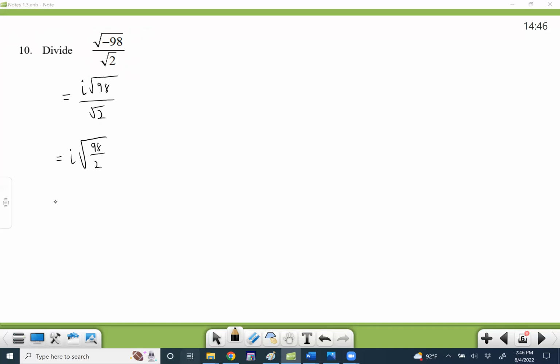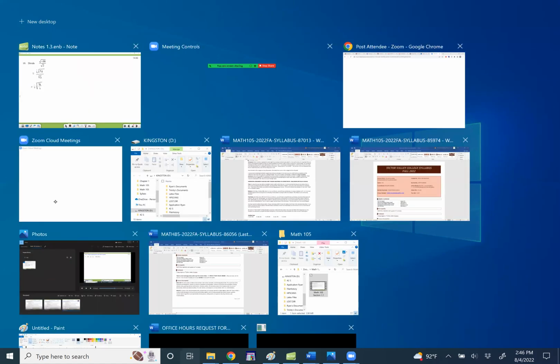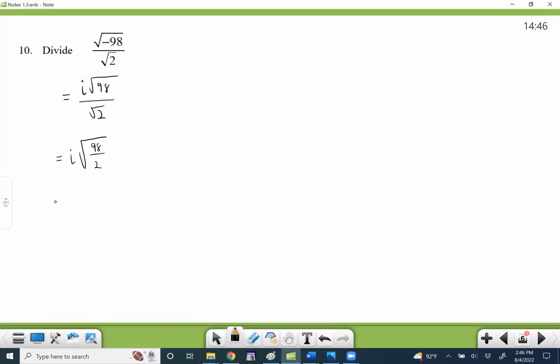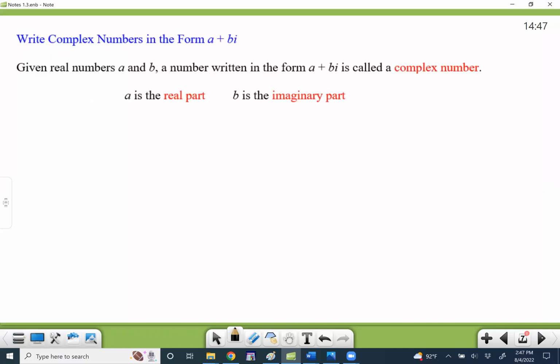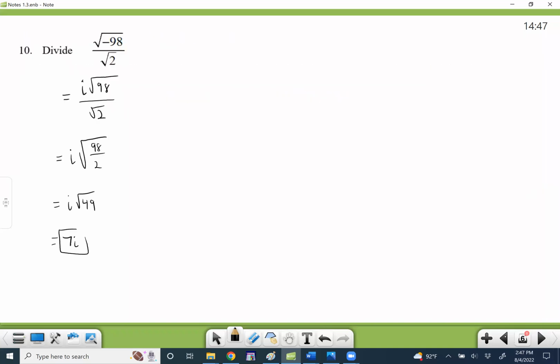Okay. All right, so 98 divided by, sorry guys, 98 divided by 2, that's 49. All right, let's see here. So the square root of 49 is 7. It's a pretty good sign that it's 49 because it's a perfect square.